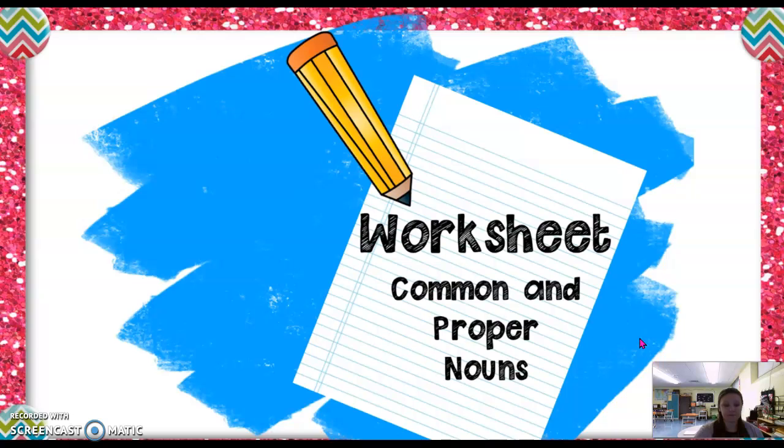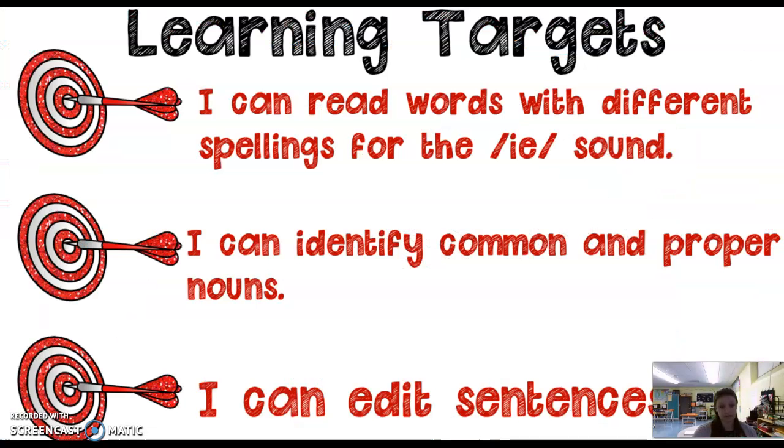Very good. So you have a worksheet to practice common and proper nouns inside your workbook. And when you find a common noun, you will put a box around it. When you find a proper noun, you will put a circle around it. Okay? On your Google form, you're going to practice finding nouns in the sentences and then also finding a proper noun and a common noun in the sentence.